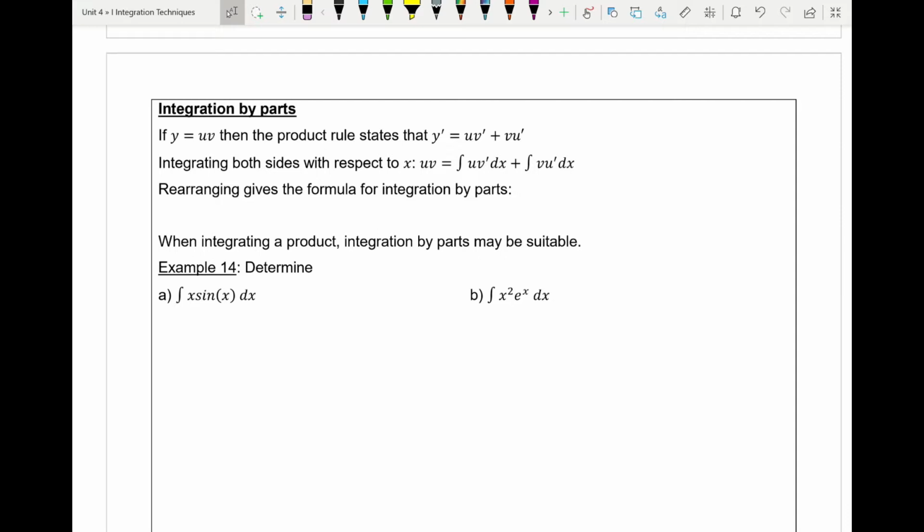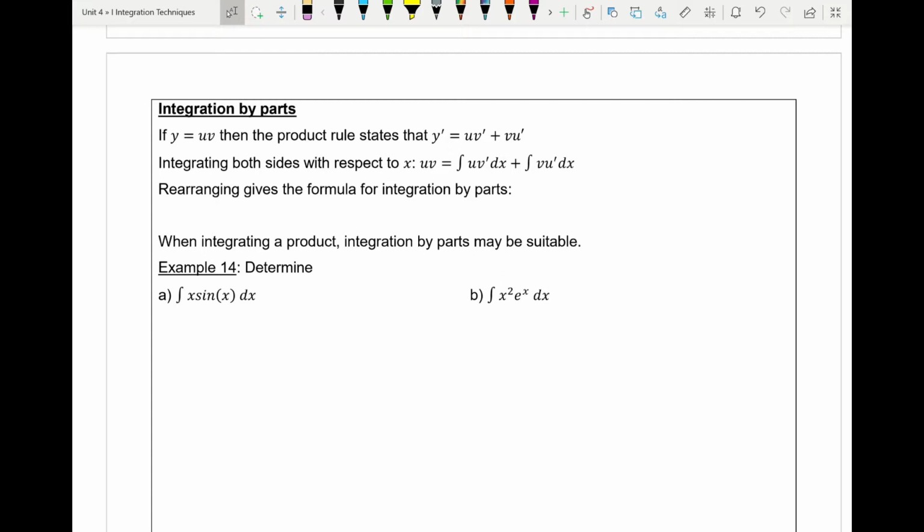So go back to your base definition of product rule. If y is a product of u and v, then the product rule states that the derivative of that will be uv dash plus vu dash. So if we integrate both sides with respect to x, we can see that uv is equal to the integral of uv dash dx plus the integral of vu dash dx. So rearranging the formula gives us the formula for integration by parts.